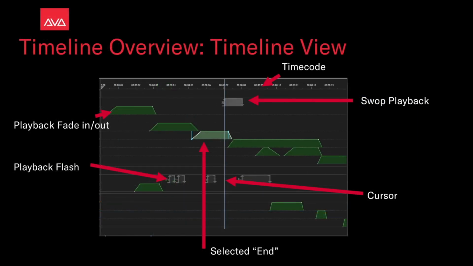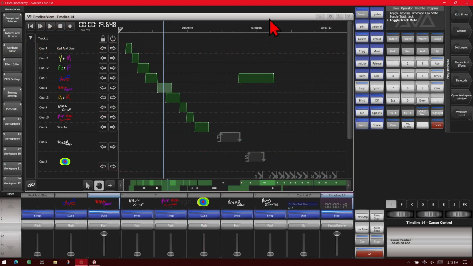In the main section of our timeline, we have the following items. We have the timecode at the top, which shows the time that it is at. We have our playback fade ins and fade outs. We can see we have a track that's been swapped. We have one with selected ends. We see a flash, and we also see the cursor. So let's take a look at that.